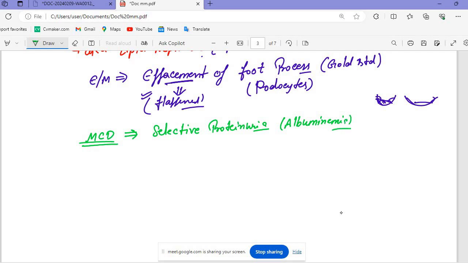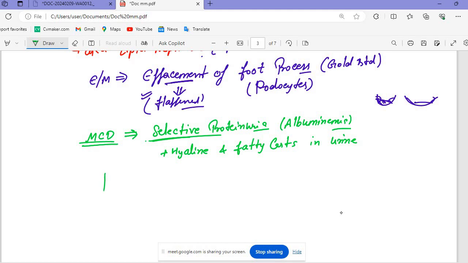If in the question you are getting selective proteinuria, along with that the effacement of the foot process, or maybe they will mention podocytes, or they can give you hyaline and fatty casts in urine, also think about minimal change disease. Hyaline and fatty casts along with effacement of the foot process: don't think about any other options. Mark the answer minimal change disease.